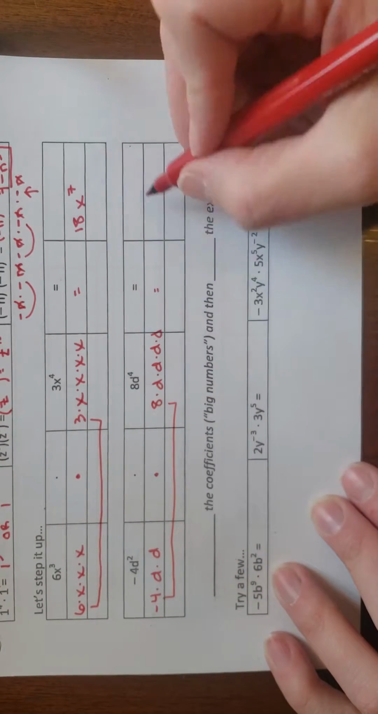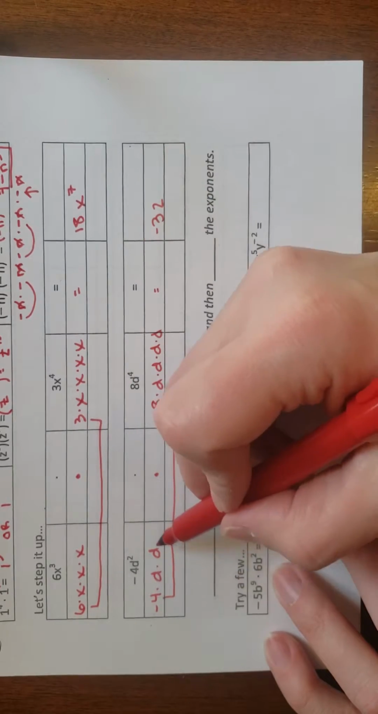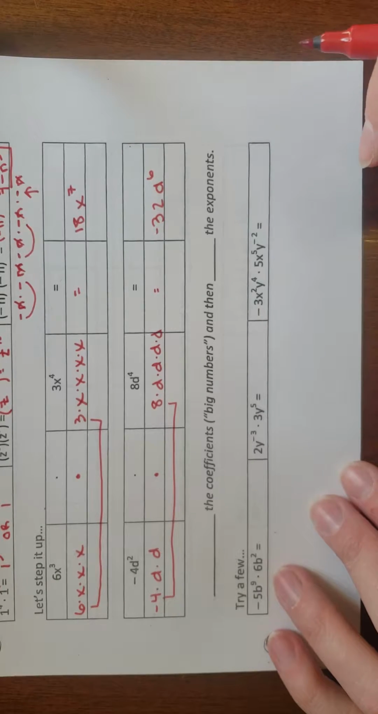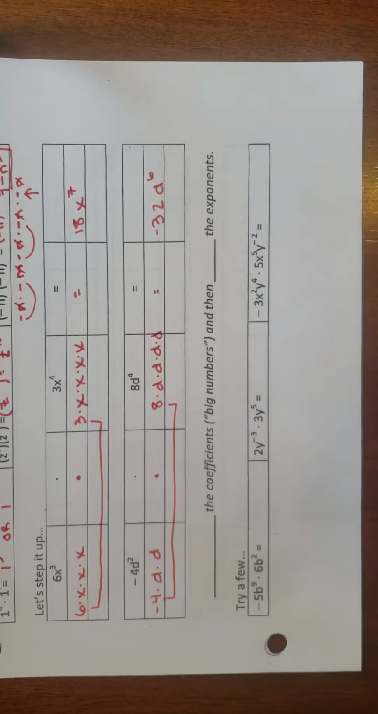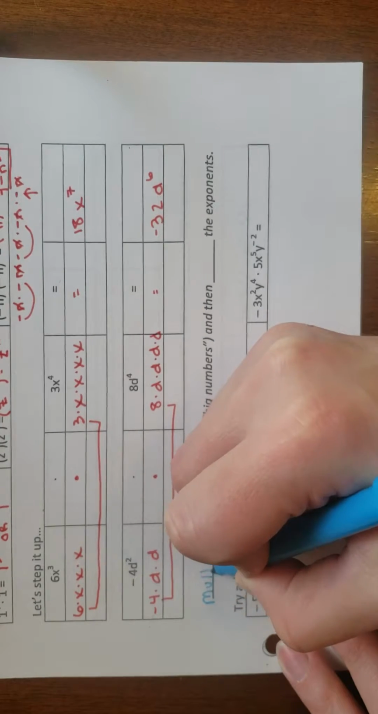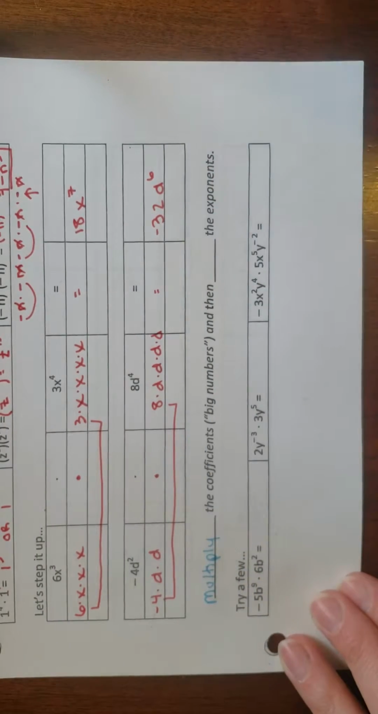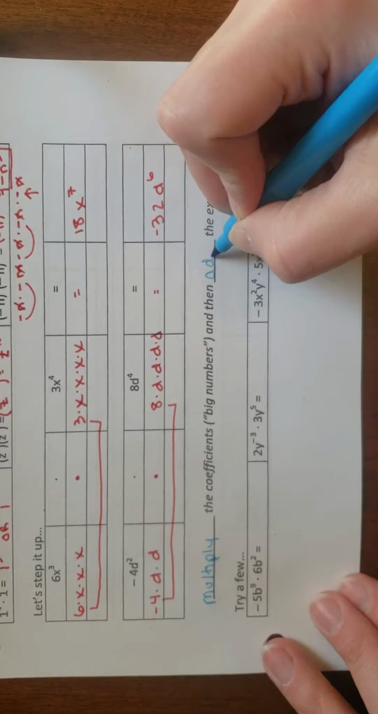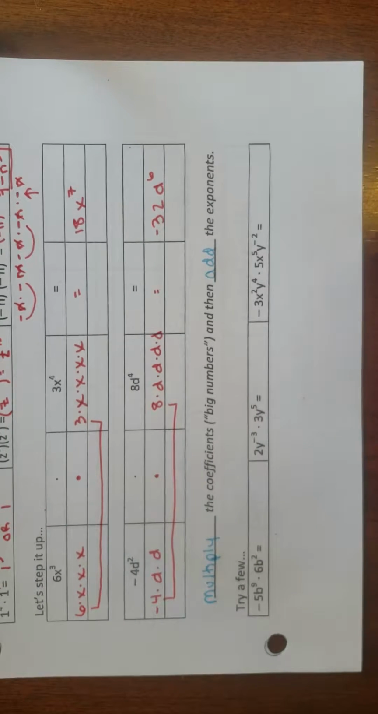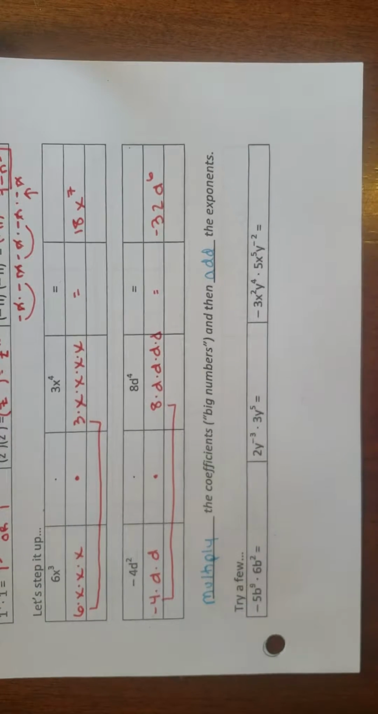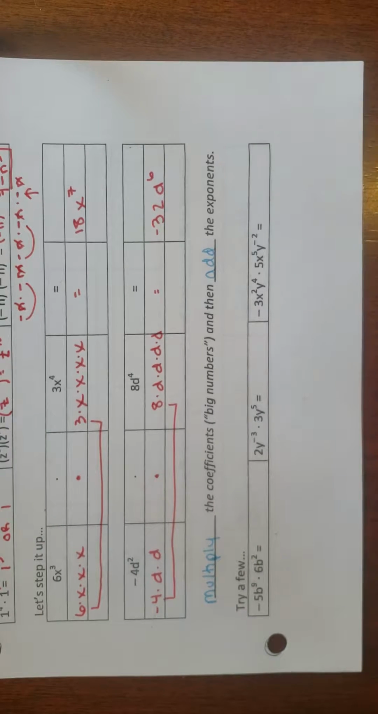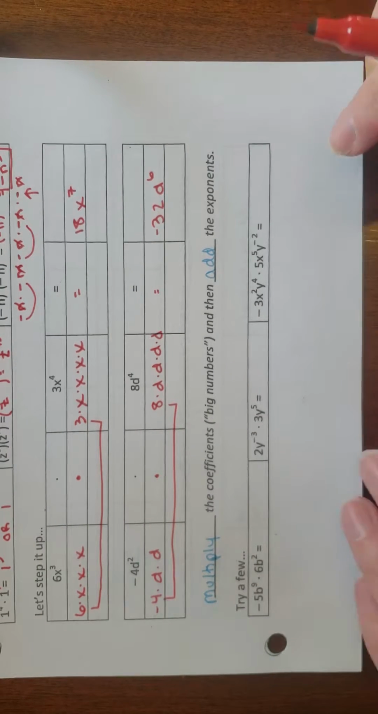4 times negative 8 is negative 32. 1, 2, 3, 4, 5, 6 d's. What are we doing here? It appears that I'm multiplying the coefficients. Those are the big numbers. And then we add the exponents. Now we're not really just adding the exponents, we're counting up how many times that exponent is being multiplied with itself. So we're adding the exponents to get the answer, but truly we're multiplying the expressions.